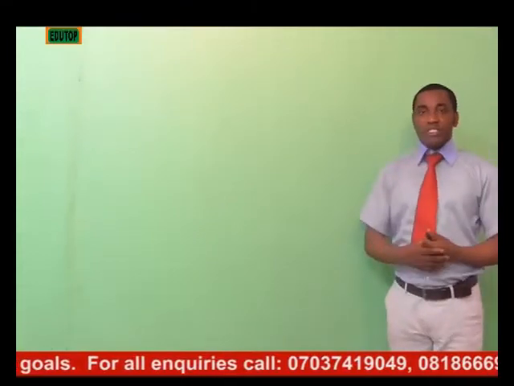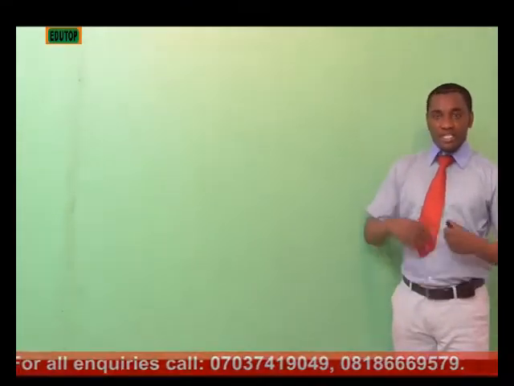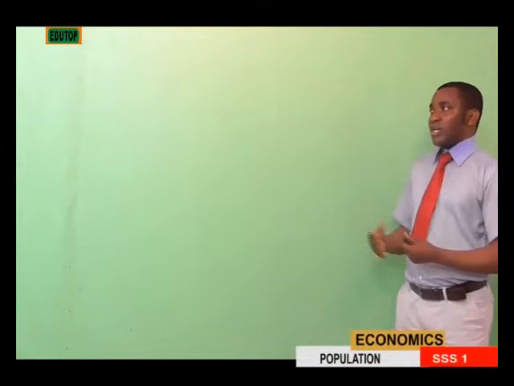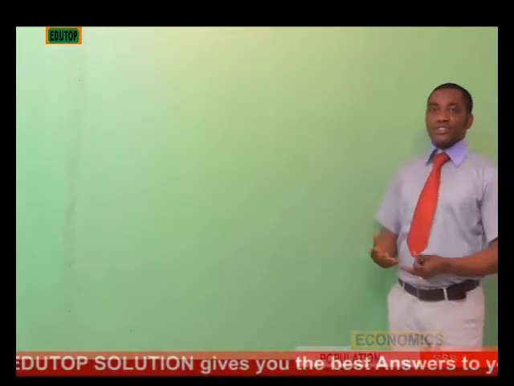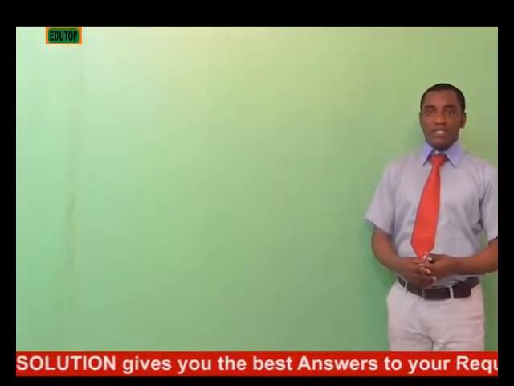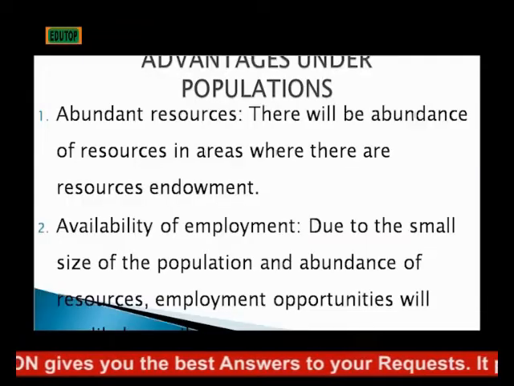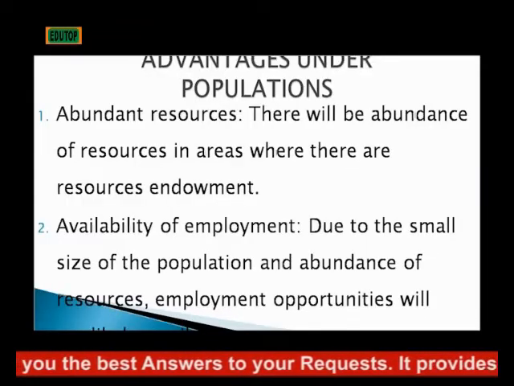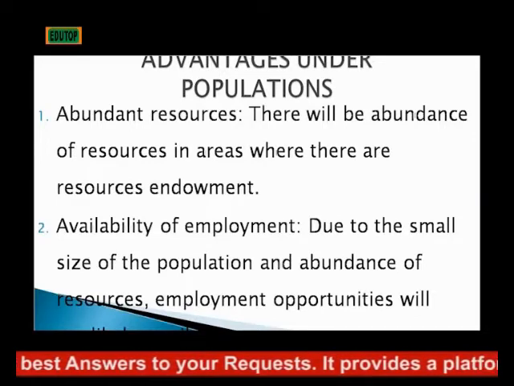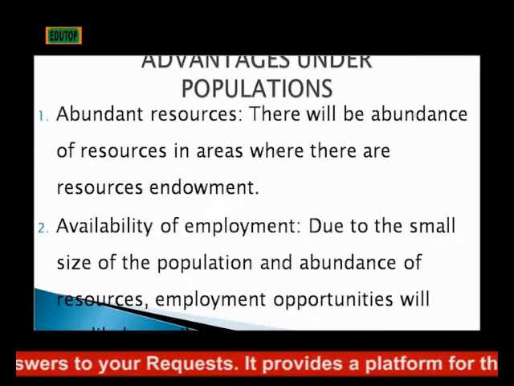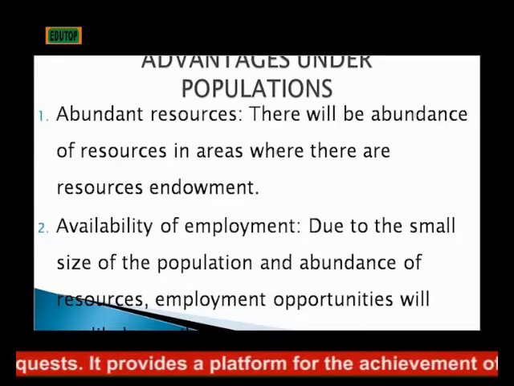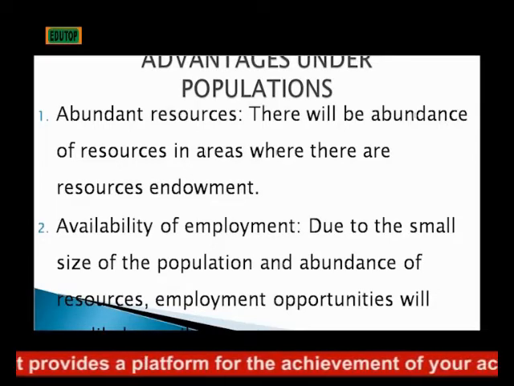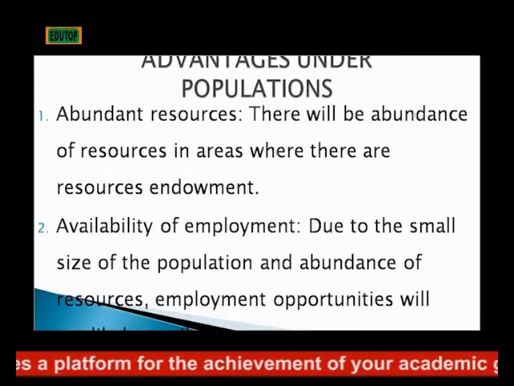We call such an environment an underpopulated area. This underpopulation also comes with some advantages. One, abundant resources. There will be an abundance of resources in an area where there are few people in the society compared to the resources available.